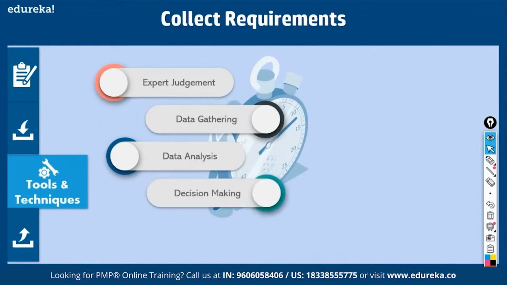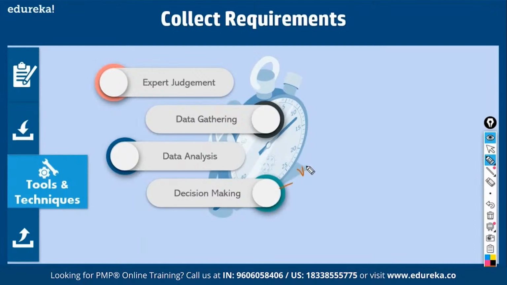Then decision making. Let's say you collected requirements and presented them to the stakeholders. Now stakeholders have to take a decision. So they would have some sort of prioritization. Which requirement is important, which is secondary in importance, which comes next? You have to present these to the stakeholders and they would take decisions.